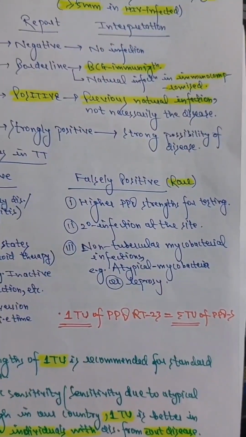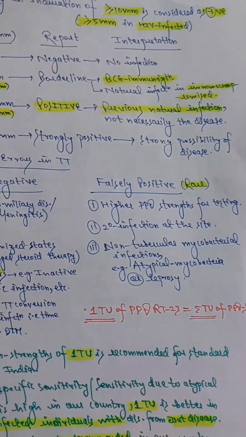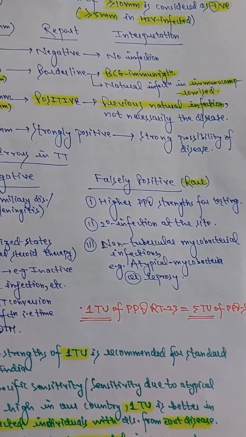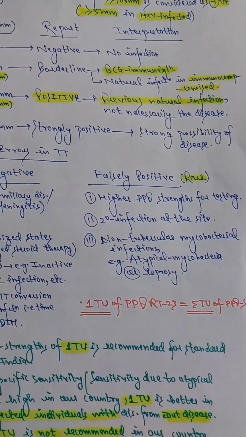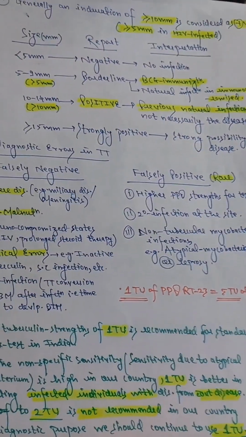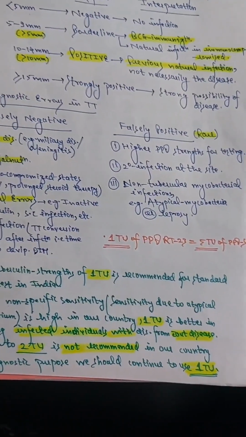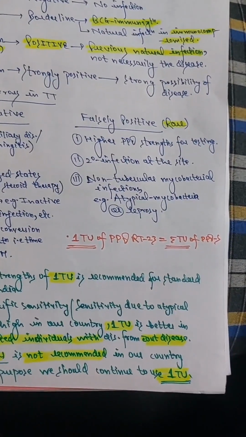False positive is rare in the tuberculin skin test, but it can occur in case of higher PPD strength used for testing. Also secondary infection at the site and non-tubercular mycobacterial infections such as atypical mycobacteria or leprosy can lead to false positive results.